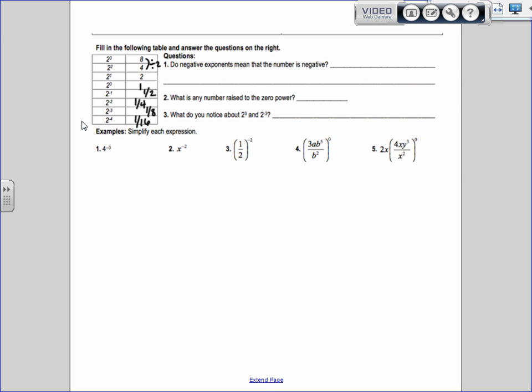So do negative exponents mean that the number is negative? No. It is a fraction. What is any number raised to the 0 power? 1, except 0 to the 0, right? And what do you notice about 2 cubed and 2 to the negative 3? 2 cubed is 8. 2 to the negative 3 is 1/8. They are reciprocals.